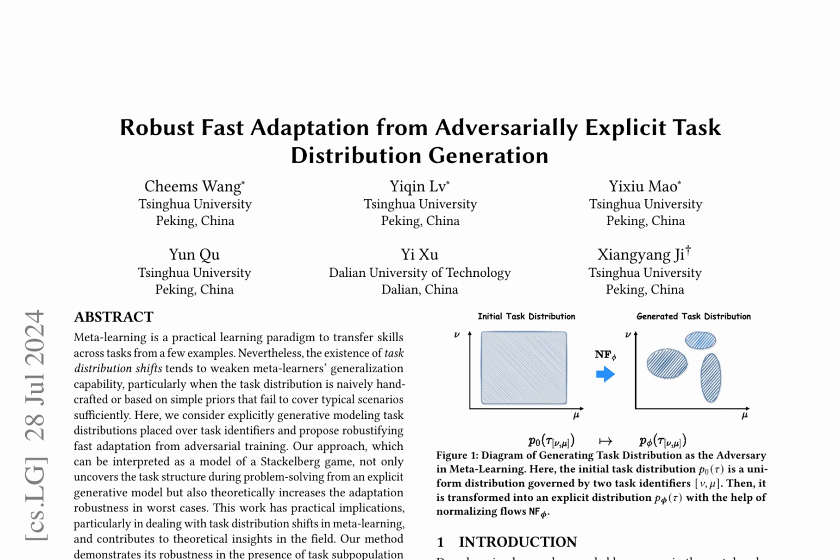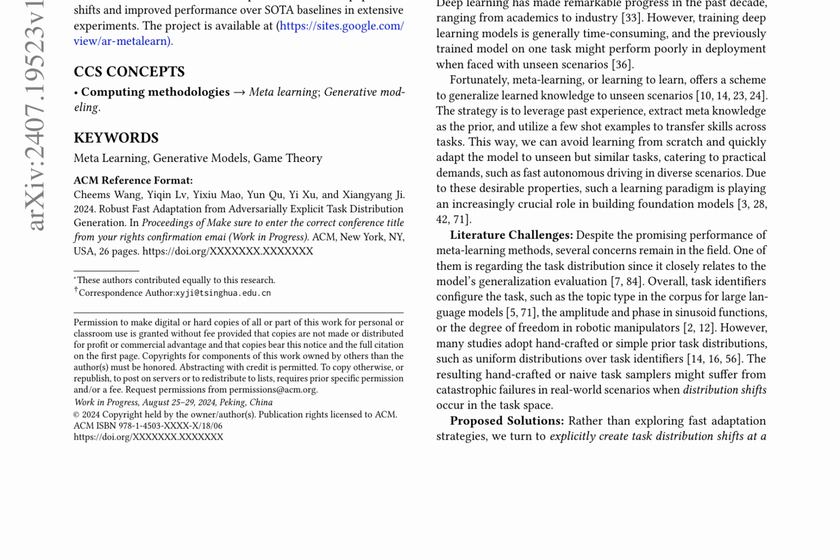By generating task distributions as adversaries, the authors can effectively identify and adapt to the most challenging tasks, resulting in improved performance and robustness. The authors conduct extensive experiments to demonstrate the effectiveness of their approach, comparing it to state-of-the-art baselines. The results show significant improvements in performance, particularly when faced with task subpopulation shifts.